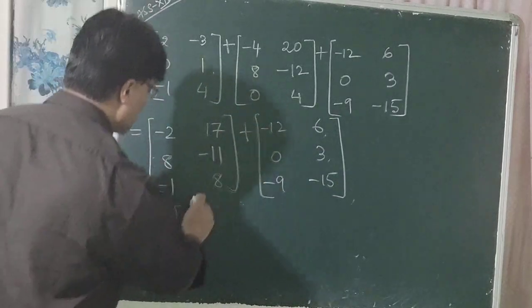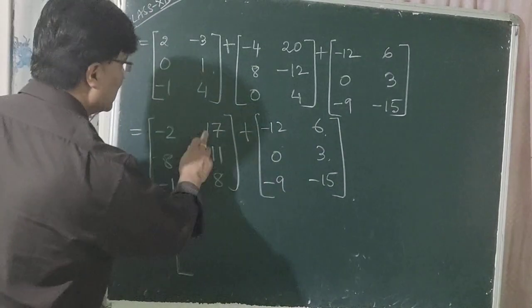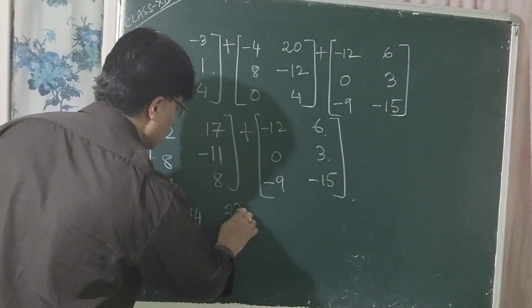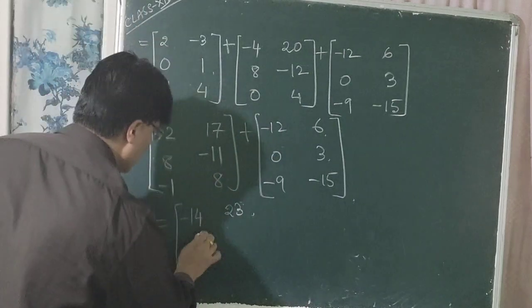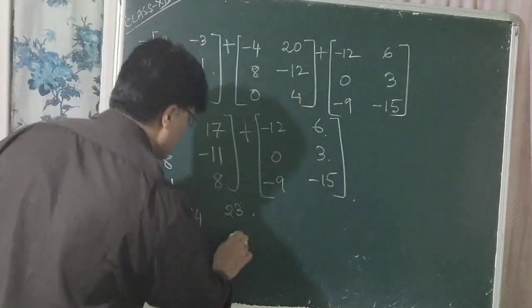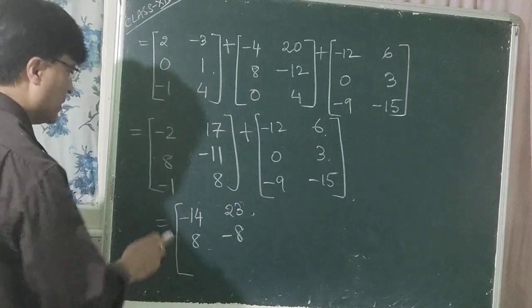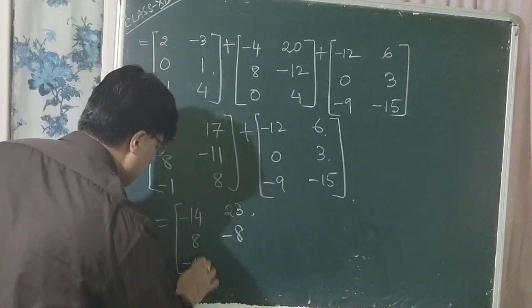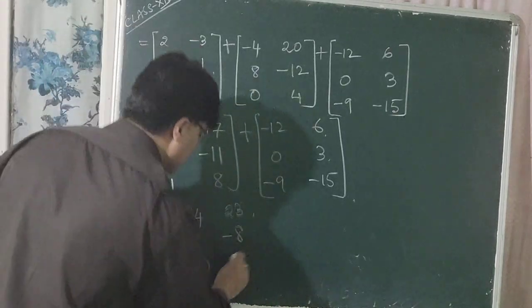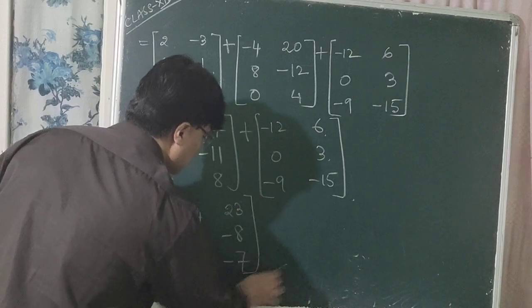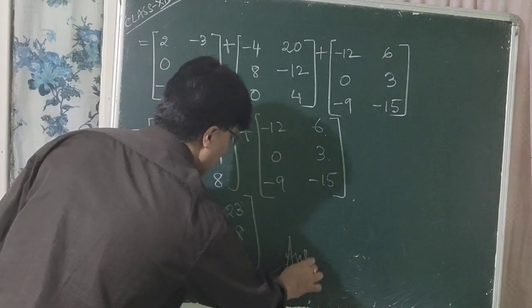So minus 2 minus 12, minus 14, 17 plus 6, 23, 8 plus 0, 8, minus 11 plus 3, minus 8, right? Minus 1, minus 9, same sign, add them, minus 10. And 8 minus 15 is minus 7. So these are the answers.